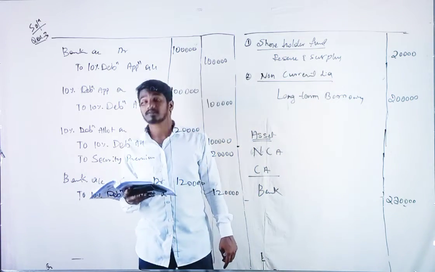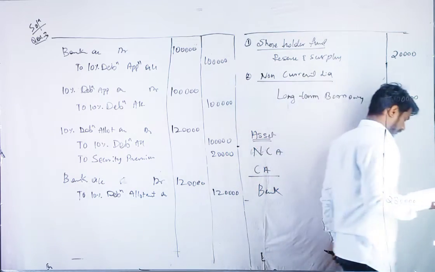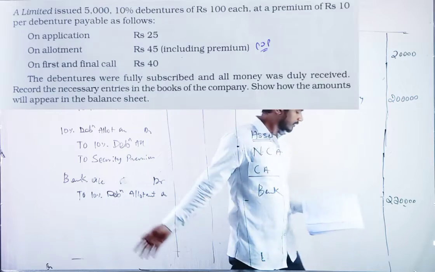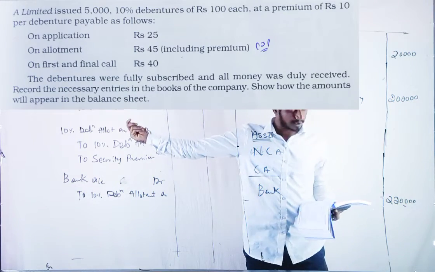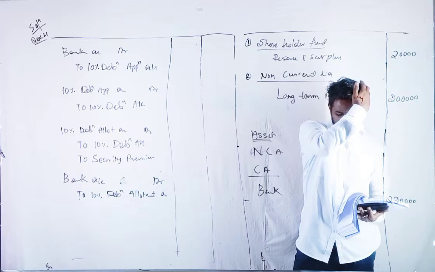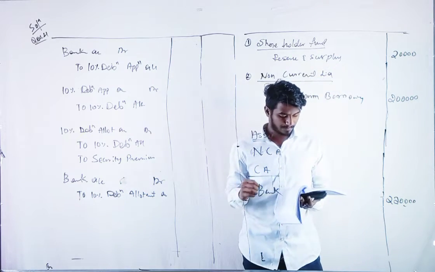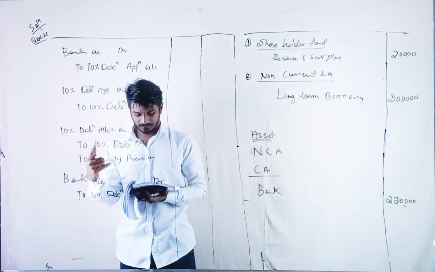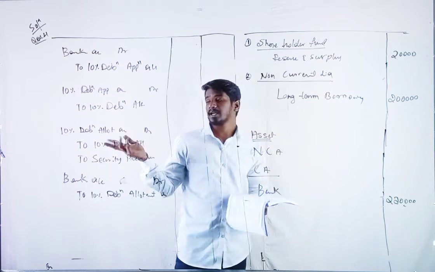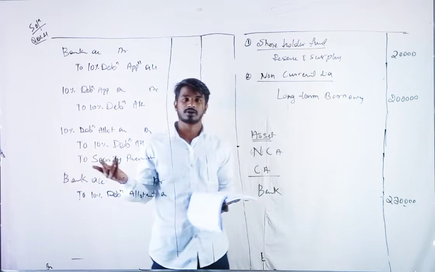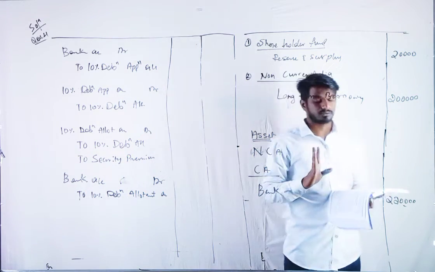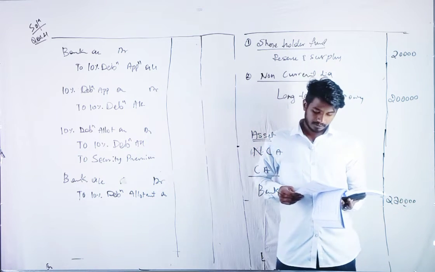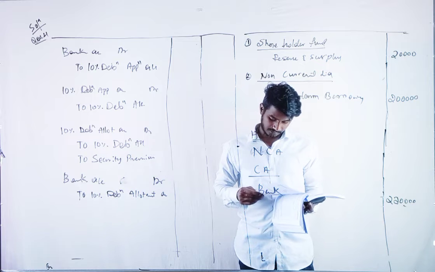Yes, the question is done. You can take down the question. Question number 4 is on the board. You can take down the question, and it is for your homework. Until allotment, in the same manner you will do, and for the first call and final call of 40, you should make another entry. You know it already. You will do that, no problem, right? Then nothing else in this question.